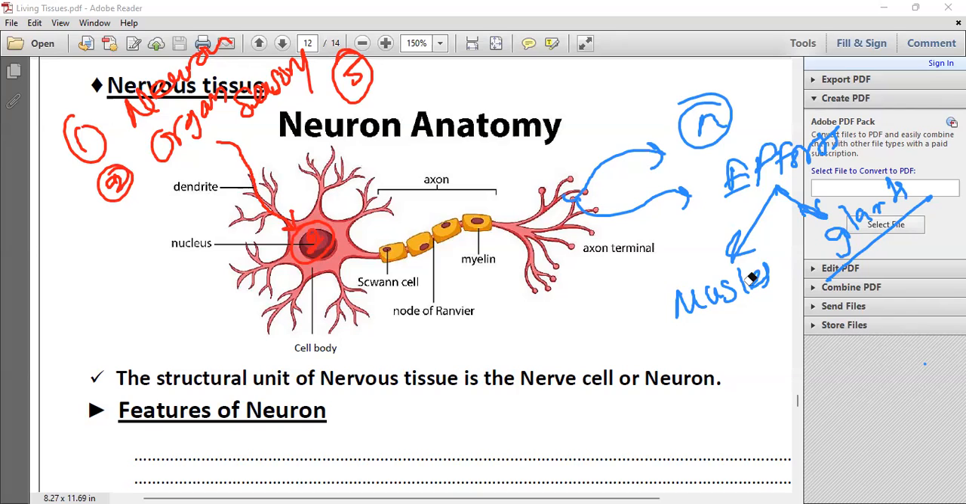The impulses received by a neuron can be handed over to a gland. There are several glands, right? There are different glands: salivary glands, thyroid gland, adrenal gland, pituitary gland. There are a lot of glands, right?